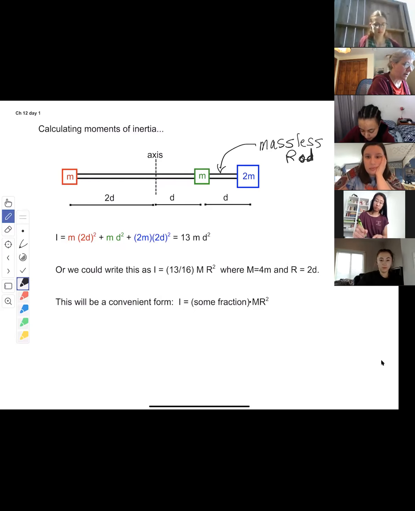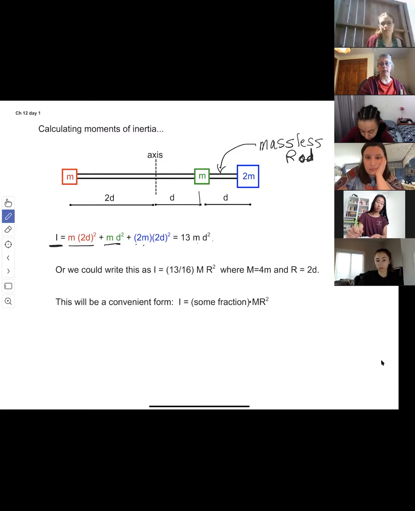I can say that the moment of inertia of the whole object here is the moment of inertia of the red object, mass times its distance from the axis, plus the moment of inertia of the green object, mass times its smaller distance from the center, and then the blue object, which has double the mass of the others, and it's at 2d squared. If you add all that up, you'll get 13 times little m times d squared for the moment of inertia there.